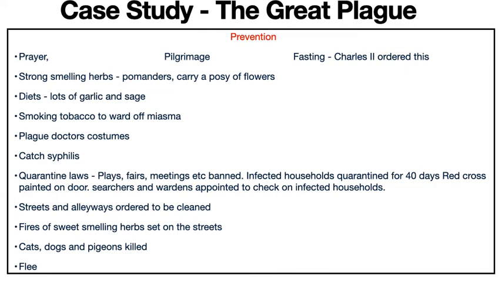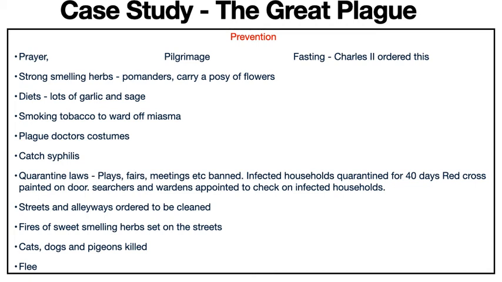Of course, the best thing to do was just not to get the plague. So there were lots of different kinds of prevention. We've got religious prevention, prayer, pilgrimage, fasting. In fact, Charles II ordered the entire country to fast in this period. We also get strong smelling herbs, carrying round pomanders, these bags of herbs. And again with the strong smelling stuff, diets of smelly things, like a diet that's got lots of garlic and sage within it.